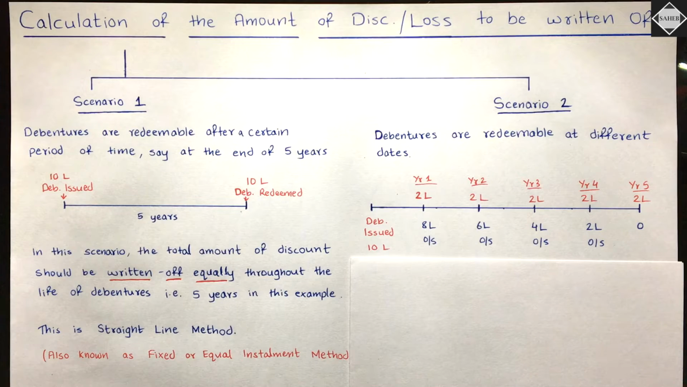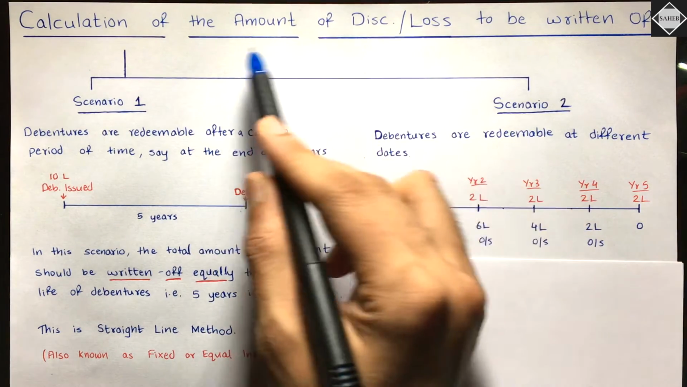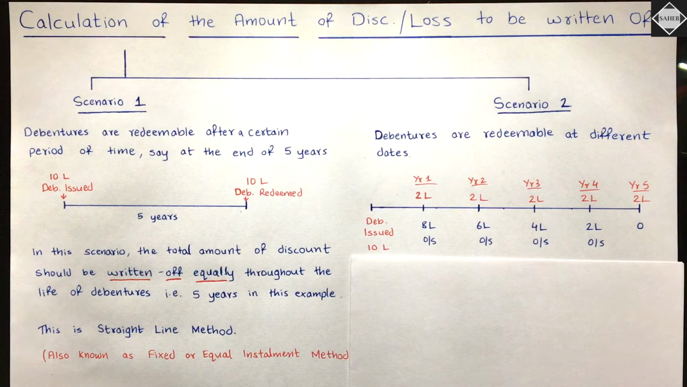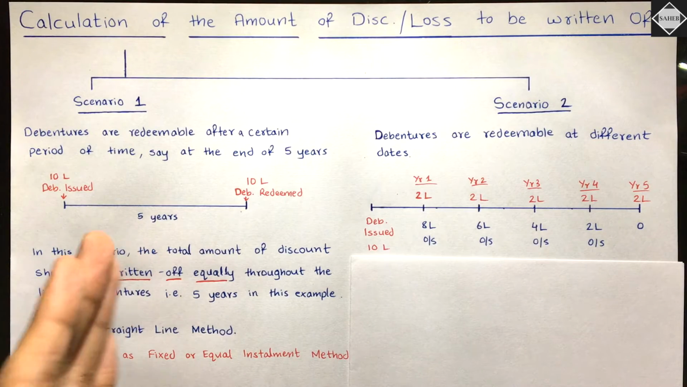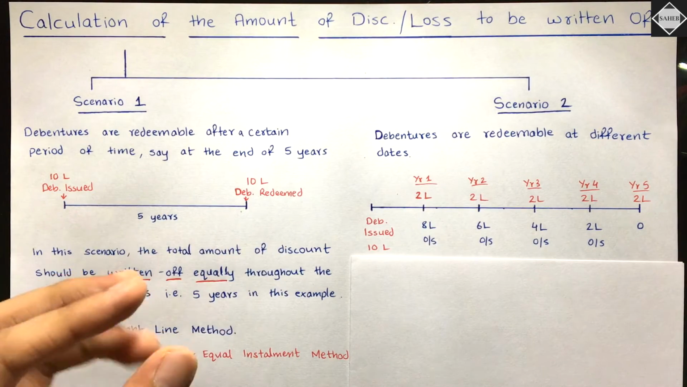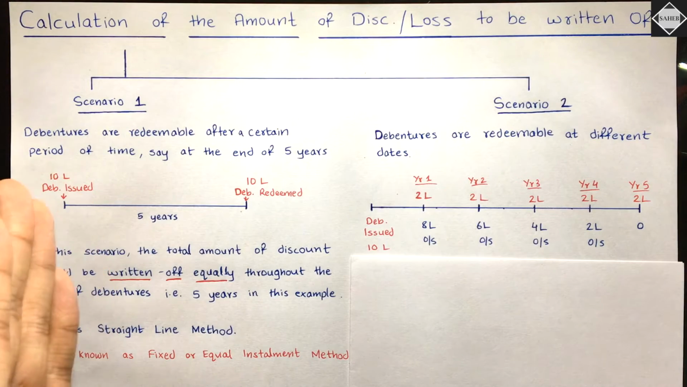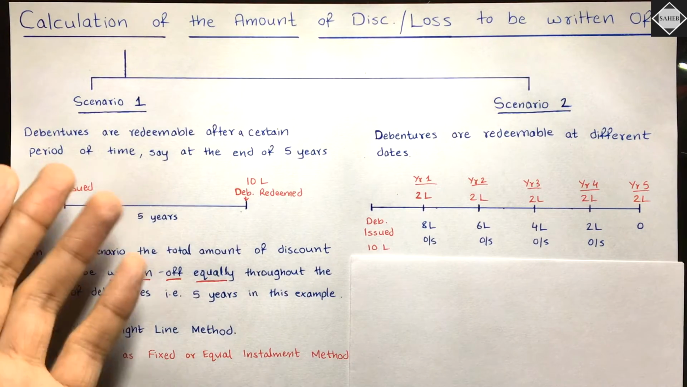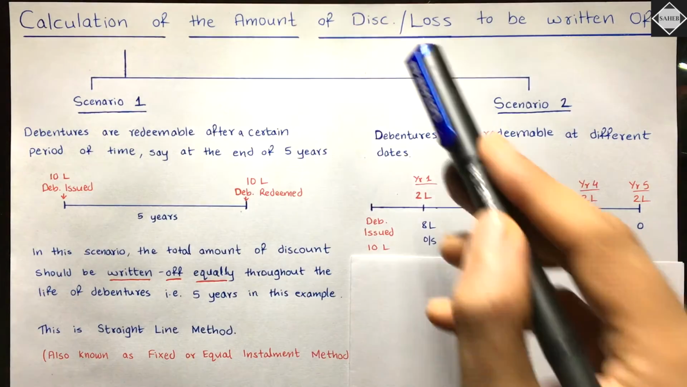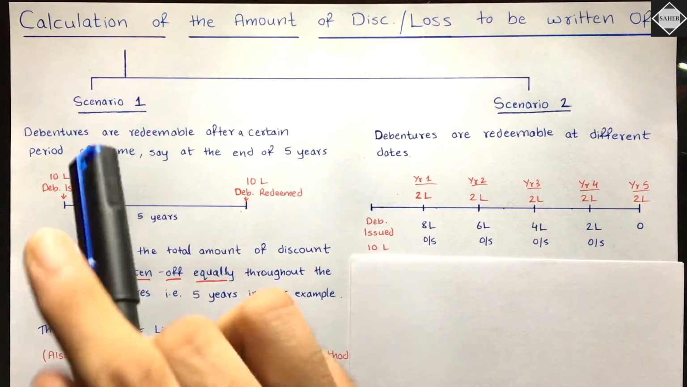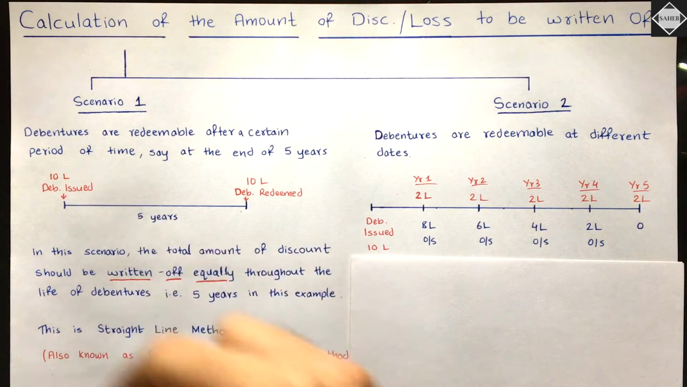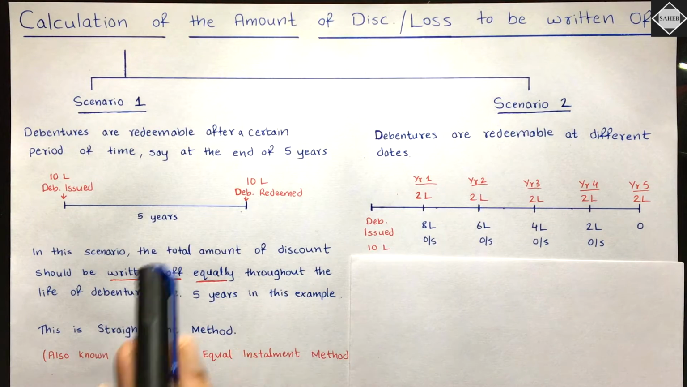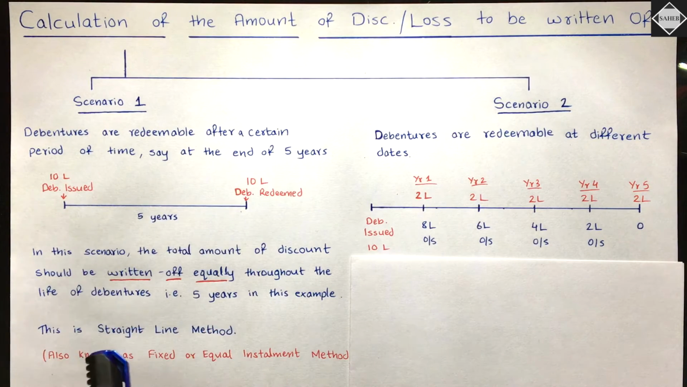So now how are we going to distribute the amount of discount or loss over the life of debentures? That's the main question. Here we saw in scenario 1 that for the entire period we had debentures of 10 lakh. We have taken the benefit of them equally over the period of 5 years. That's what we assumed, and we distributed this also equally. If 5 years are there, 1 by 5. If 10 years are there, 1 by 10. If 6 years are there, 1 by 6. That's what we did. Equal distribution. Simple. Every year the same amount will go in the statement of profit and loss. That's how we write off the discount or loss in scenario 1.